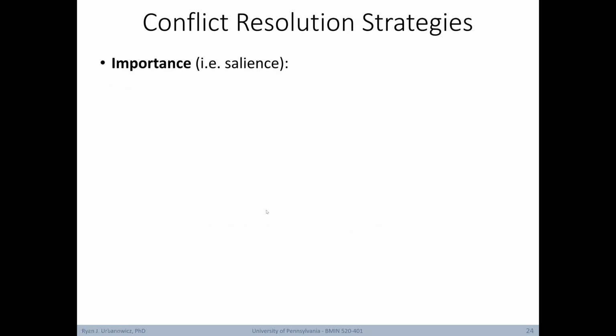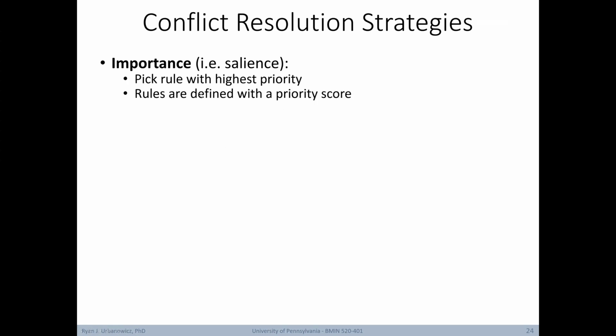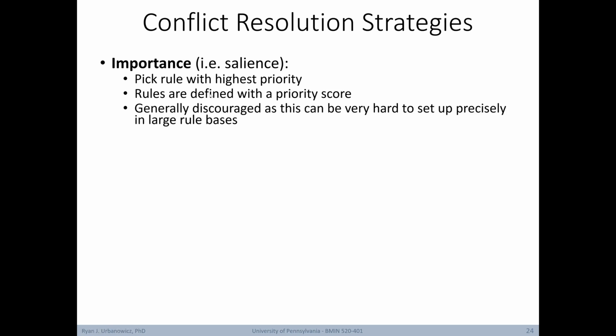Another way to go about conflict resolution is to assign importance to rules. This is also known as salience. Here we want to pick the rule with the highest priority, and so rules have to be defined with some kind of priority score. This is often discouraged as it can be very hard to set up precisely in large rule bases. But if you want to, you can control the importance also by something called meta rules that serve as rules that basically tie-break conflicts.